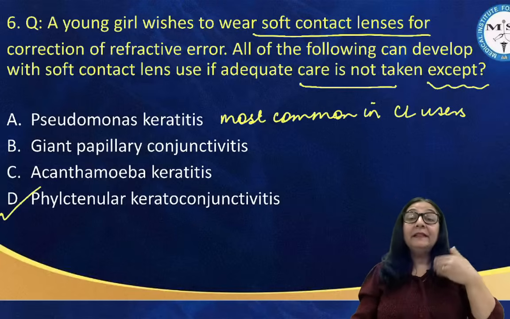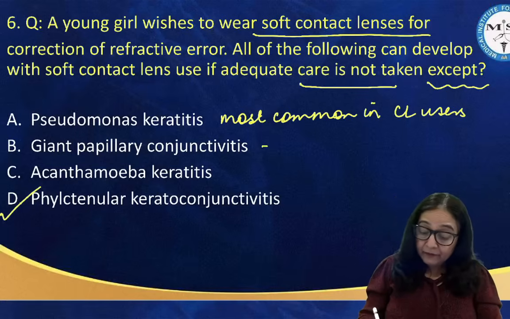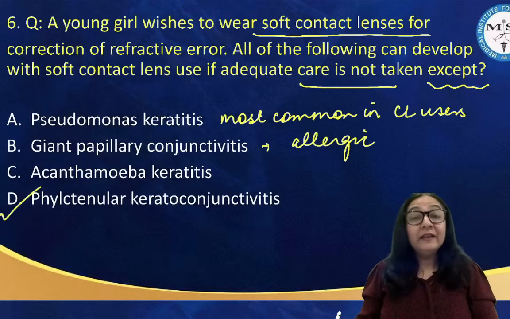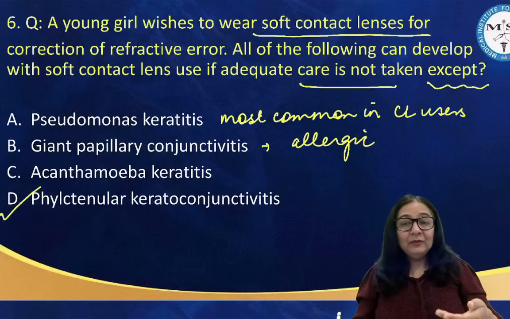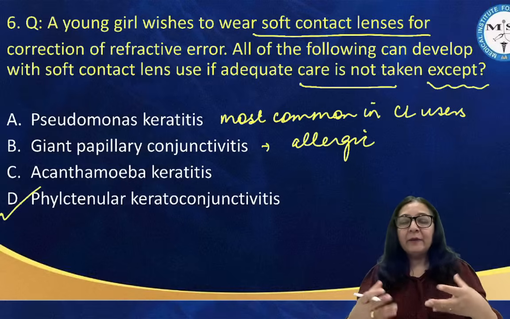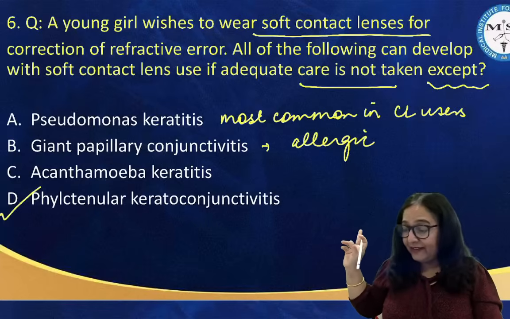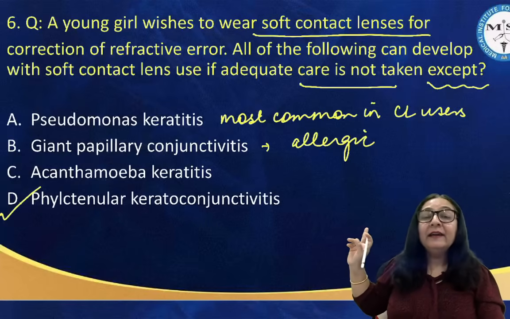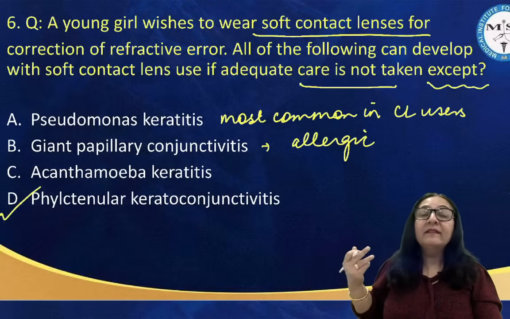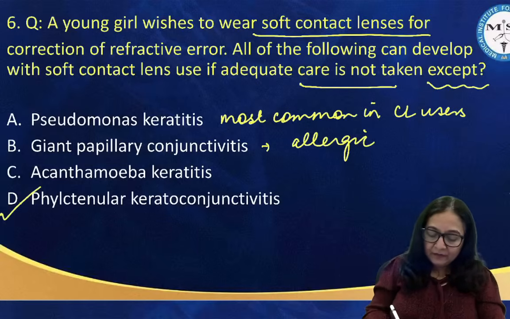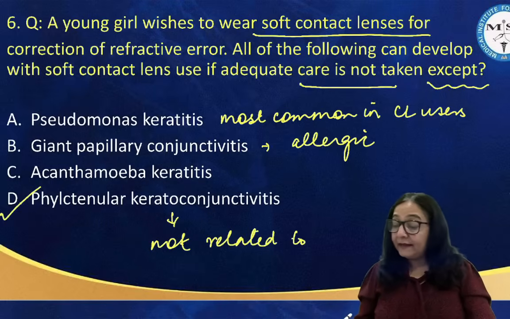Now some people can develop allergy to soft contact lens use, in the form of giant papillary conjunctivitis, especially if you are wearing them for longer hours. Allergy can happen because of a hypersensitivity type 1 reaction. And as you told, phlyctenular keratoconjunctivitis is a hypersensitivity type 4 to tubercular or staph antigen. So this is not related to contact lens use.